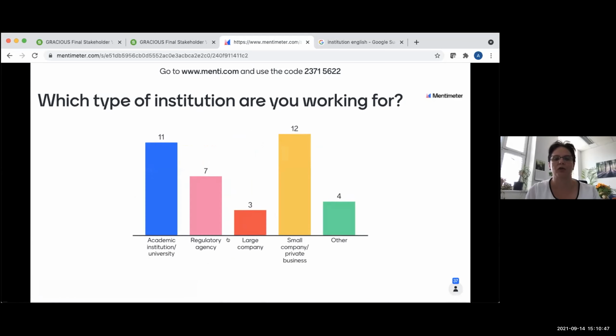And the second question was the type of institution the participants are working for. The majority comes from small company and private business, and academic institution is the second most popular group, but also regulatory agency, large companies or other institutions are represented. So while the next session is ongoing, I will definitively stop the survey because we will need it later on.